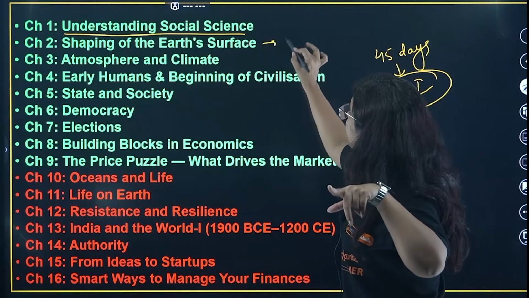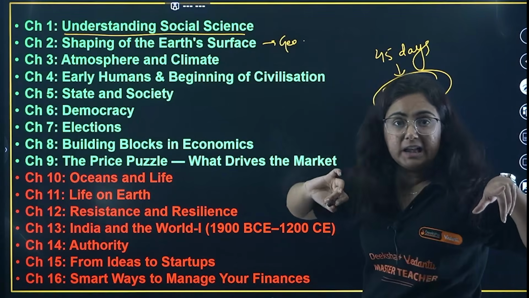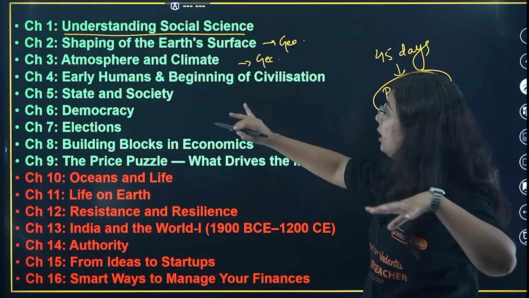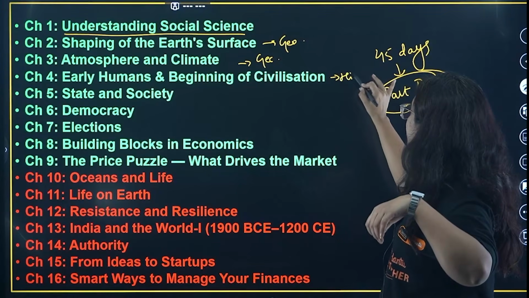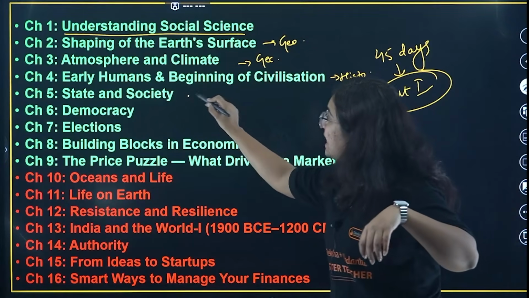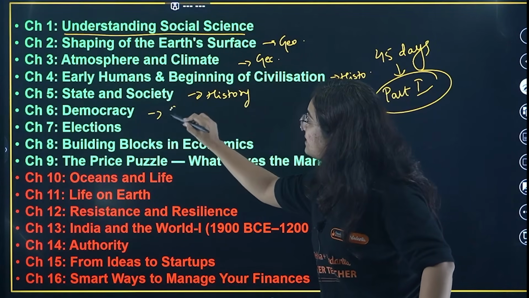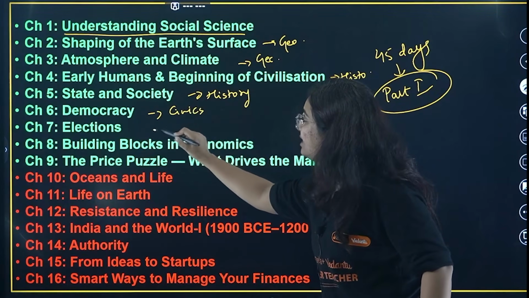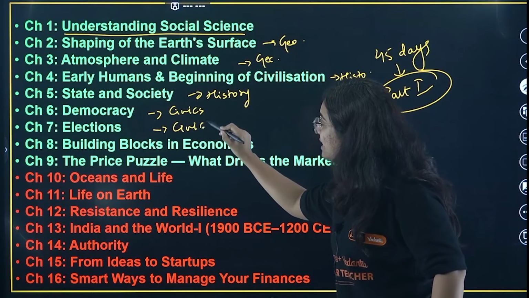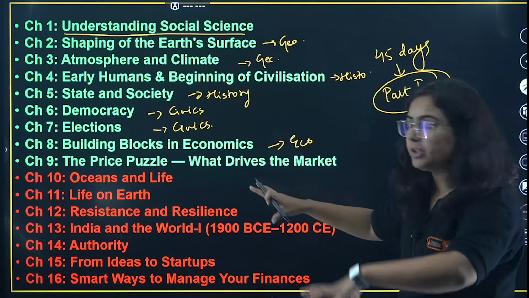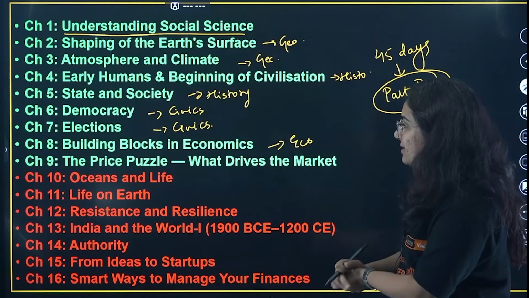Shaping of earth crust from your geography book. Again, atmosphere and climate from your geography book. Then we have early humans and the beginning of civilization from the book of history. State and society, again from the book of history. Democracy, a civics topic, we have lengthy chapters, and election, civics we have. Then we have economics. Yeah, this is a chotu chapter, a small chapter, building blocks in economics.